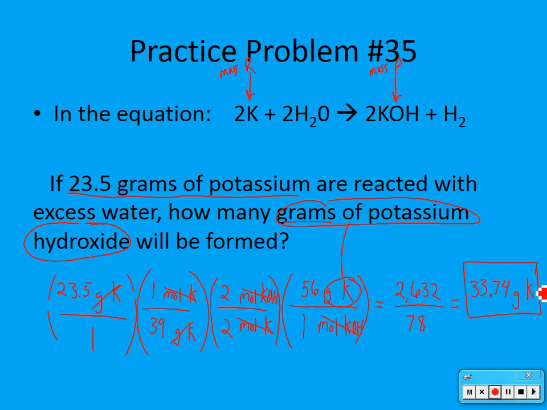So, pretty cool what we just figured out there. If we started this reaction with 23.5 grams of potassium, we are going to end up, I'm sorry, this should be potassium hydroxide. So I forgot to put the OH there. So potassium hydroxide there. We're going to end up with 33.74 grams of potassium hydroxide. So that is what's so useful about stoichiometry.